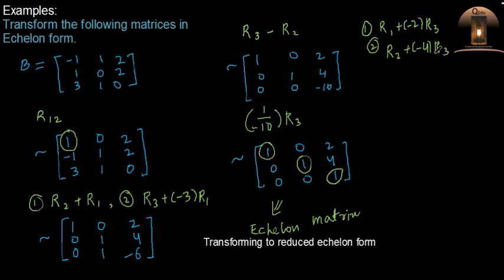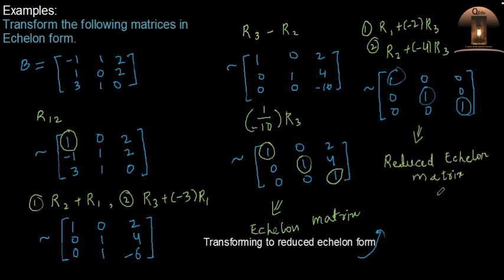When you apply these two operations we get the matrix 1 0 0, 0 1 0, 0 0 1. Now we see the three pivot elements 1, 1 and 1, and below and above these elements, all the elements in the columns are 0. So now we have our reduced echelon form. So this is the reduced echelon matrix of the matrix B, or transformed from the matrix B.